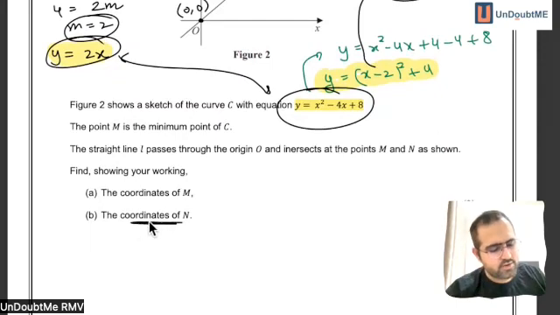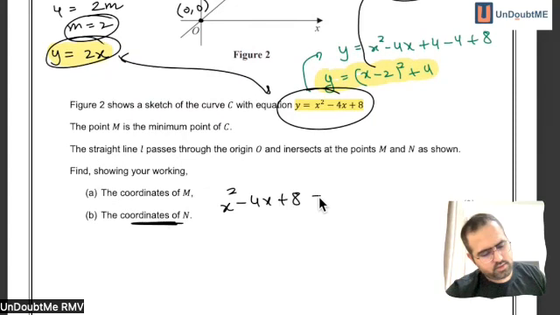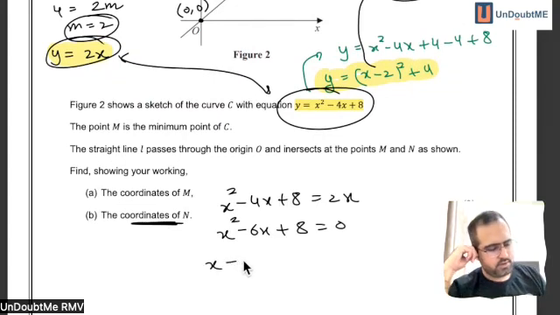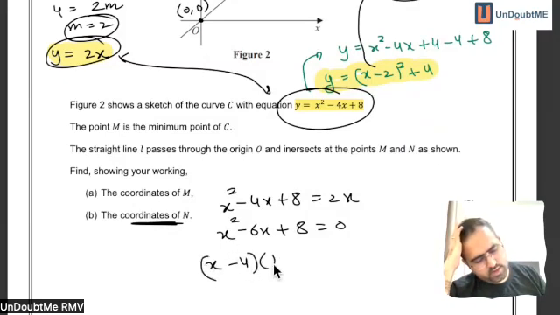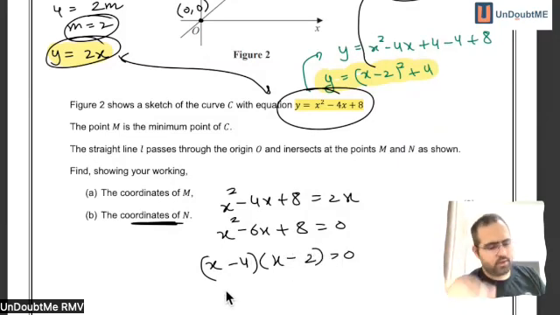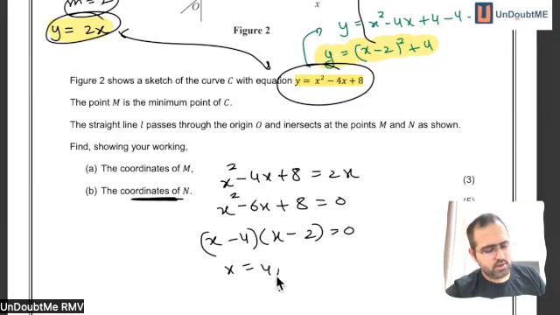So to get the coordinates of N, is it doable now? Yes, sir. I got the factors as 2 and minus 4. x square minus 6x plus 8, it will be, no, it's minus 2 and minus 4. So (x minus 4)(x minus 2). So the value of x will be 4 and 2.